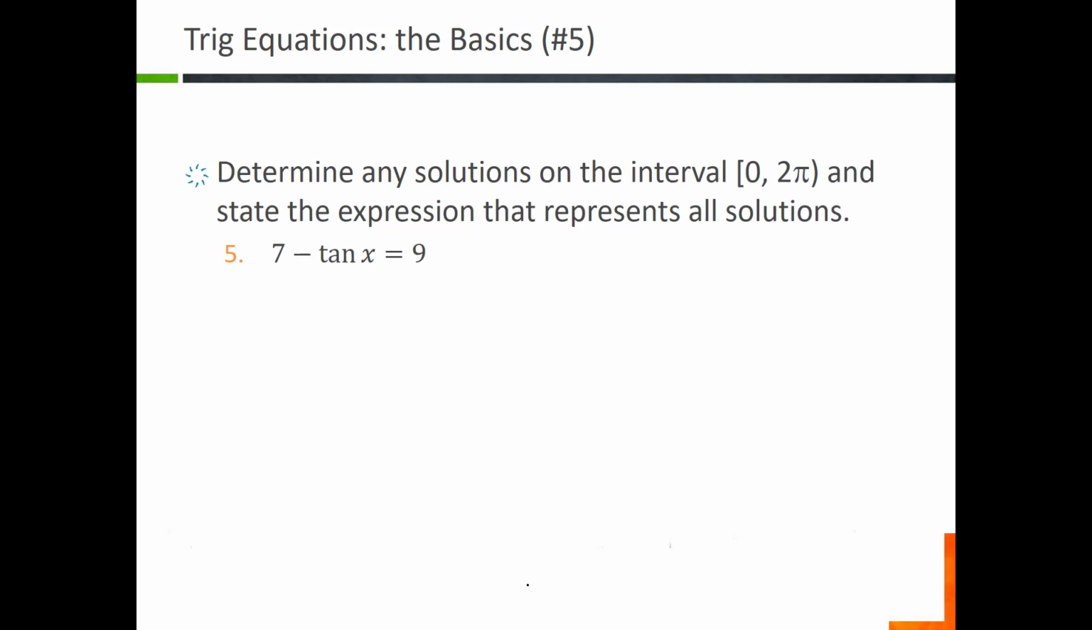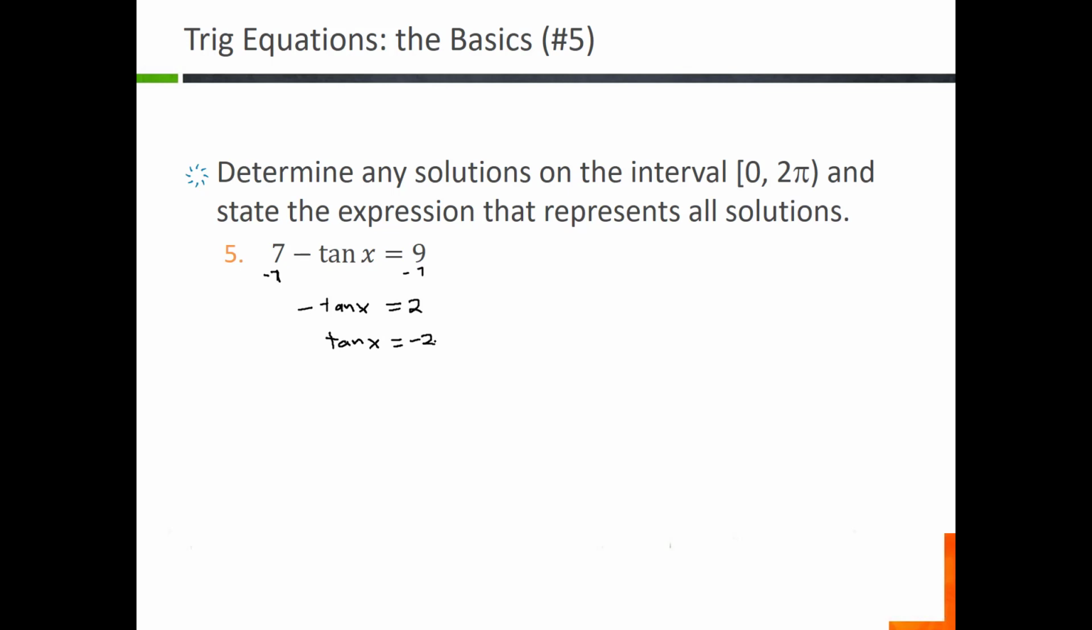All right, let's look at another example, this time involving tangent again. Same process: we want to find all the solutions on 0 to 2 pi, and we want to state all the infinitely many solutions. For this example, we have 7 minus the tangent of x is equal to 9. To get tangent by itself, we subtract 7 from both sides, so we're left with negative tangent of x is equal to 2. Then we multiply both sides by -1 to move that sign over.